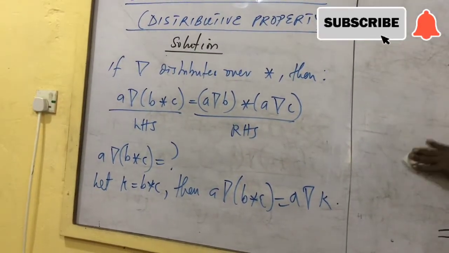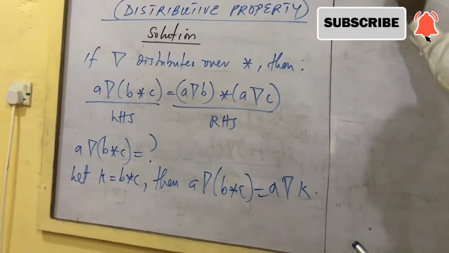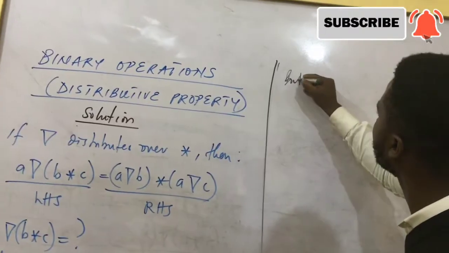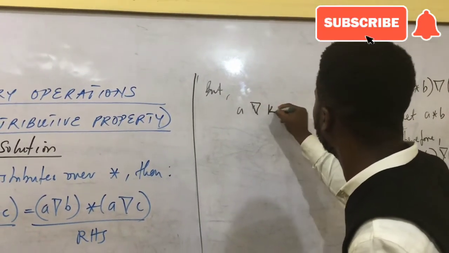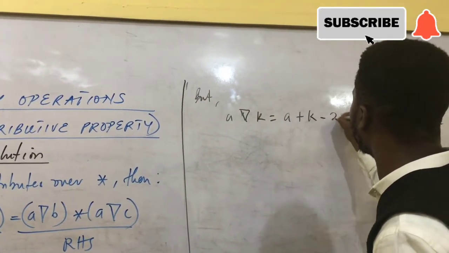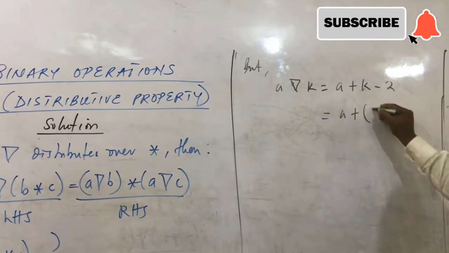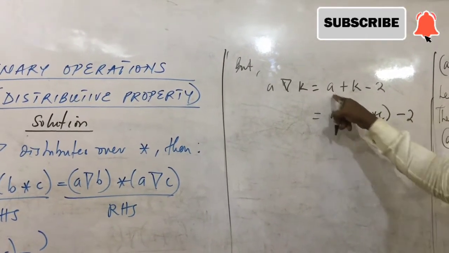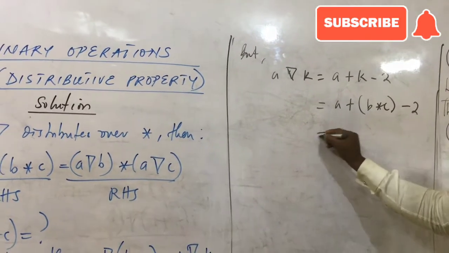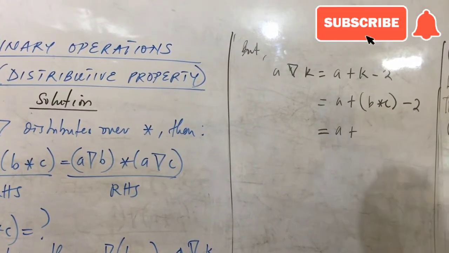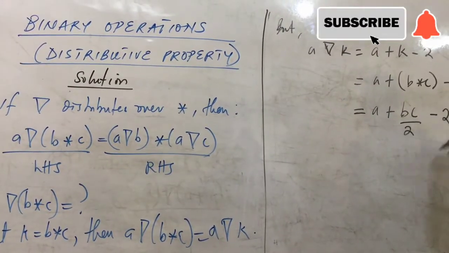Now we were told earlier on that a nabla anything will give you a nabla k, but a nabla k is equal to a plus k minus 2. But the k, however, is b asterisk c. So this becomes a plus k minus 2 reduces to a plus b asterisk c minus 2. And that becomes a plus, what is b asterisk c? Our definition required us to multiply the 2 and divide by 2. So this is what you are going to have.